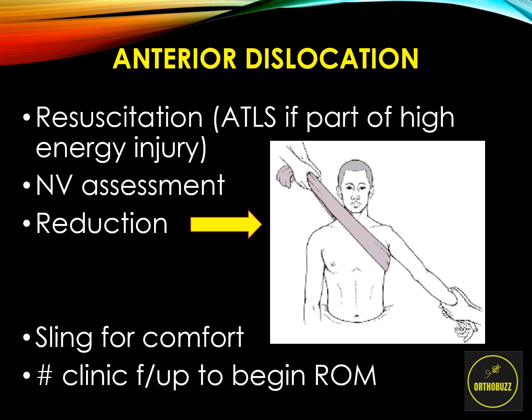Once the shoulder has been reduced, a sling can be given for comfort, and the patient can be given a fracture clinic follow-up within the next week or so so that they can begin range of motion exercises, especially for those who have only sustained a pure dislocation and it's their first time. For those who have multiple dislocations, they may need to see a shoulder specialist.